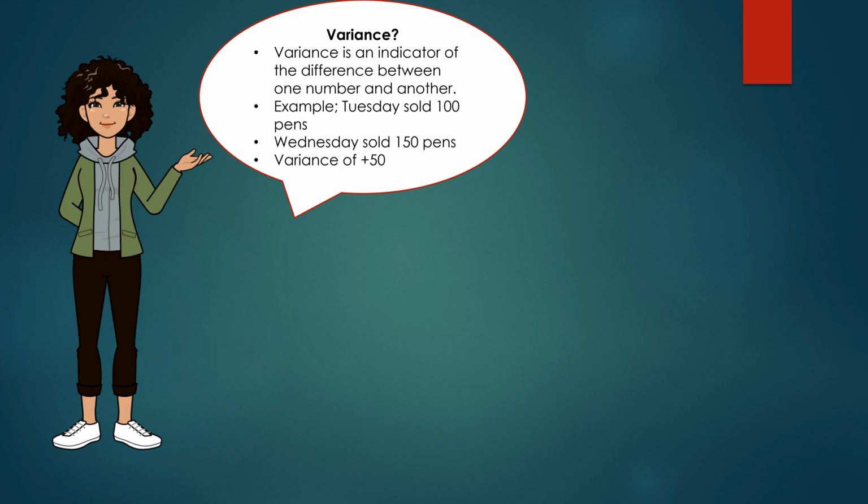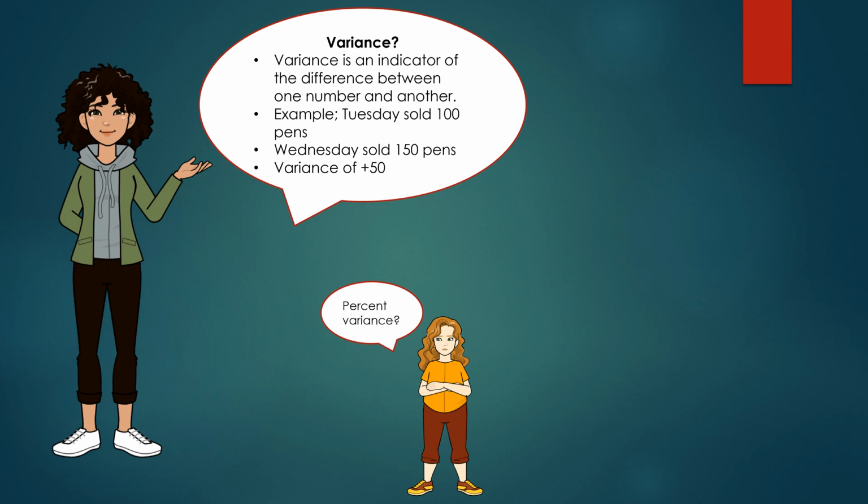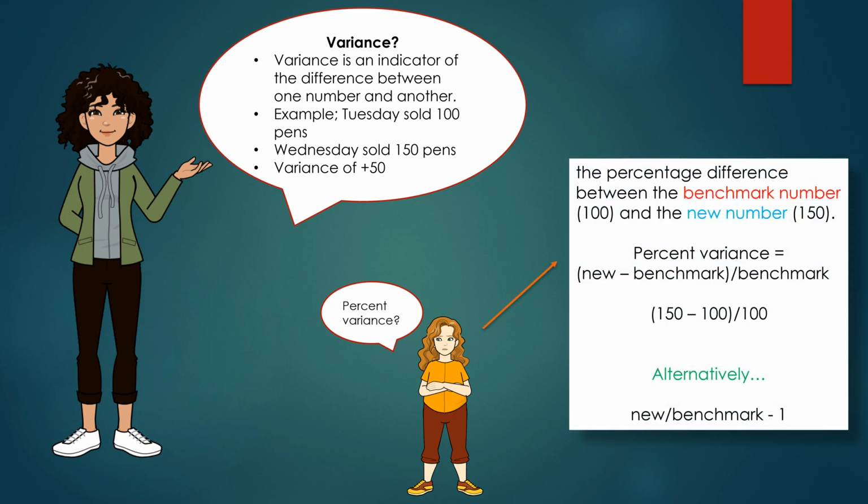The next thing we're going to look at is the percent variance. A variance is an indicator of the difference between one number and another. Say for example, on Tuesday you sold 100 pence, and then on Wednesday you sold 150 pence. So the variance will be a positive 50. The percent variance is essentially the percentage difference between the benchmark number, which was 100, and the new number, which is 150. You calculate the percent variance by subtracting the benchmark number from the new number, and then you divide the result by the benchmark number.